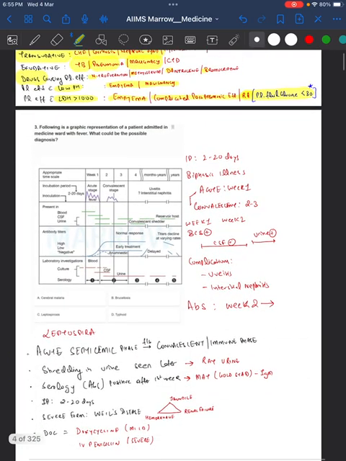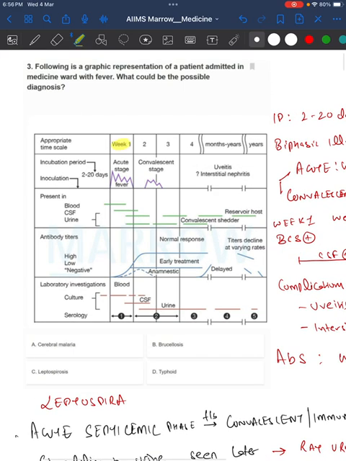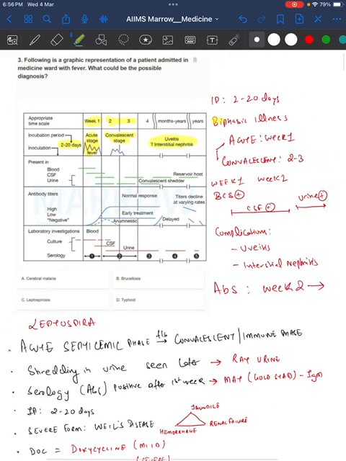Coming to the third question, this is a graph of a patient who was admitted with fever in the medicine ward. Here we can see in week 1 there is the acute stage, and before that there is an incubation period of 2 to 20 days, and in weeks 2 to 3 there is the convalescent stage, and there are a few complications, that is uveitis and interstitial nephritis. So it is a biphasic kind of illness, presenting in the acute stage in week 1, followed by the convalescent stage for 2 to 3 weeks.